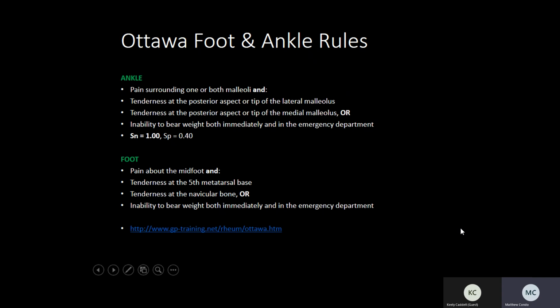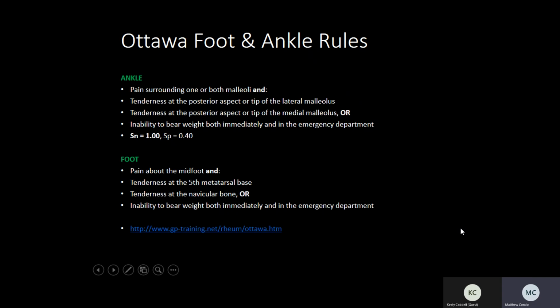All right, guys, let's go ahead and get rolling again. So we talked about Ottawa rules for a couple different body parts. At the ankle, the big things we're going to see is that if I have pain surrounding one or both malleoli, that's going to be one of those positive signs for the Ottawa ankle rules. If I have tenderness at the posterior aspect or tip of the lateral malleolus, or tenderness at the medial malleolus, or inability to bear weight, both immediately and in the emergency department, then obviously we need to get that person in for some radiographs.